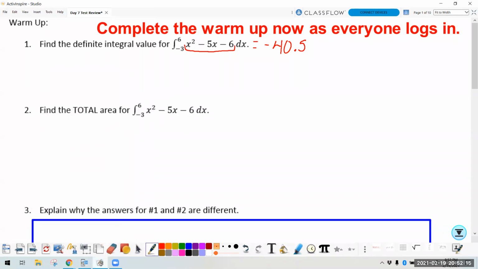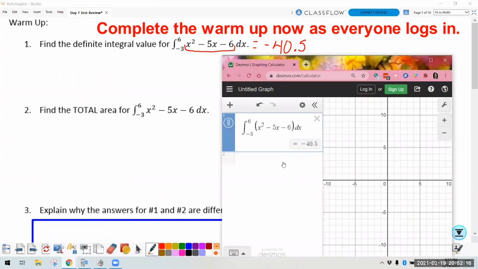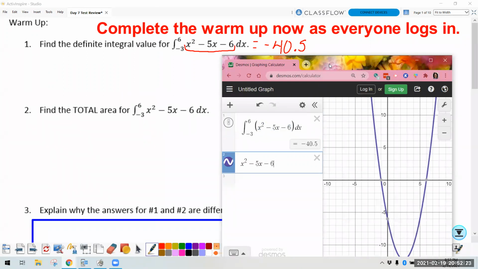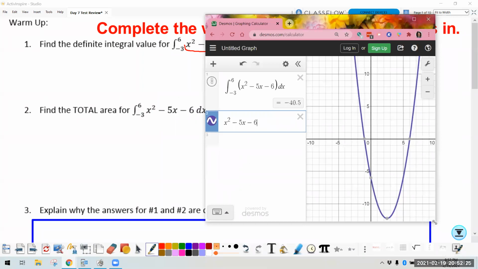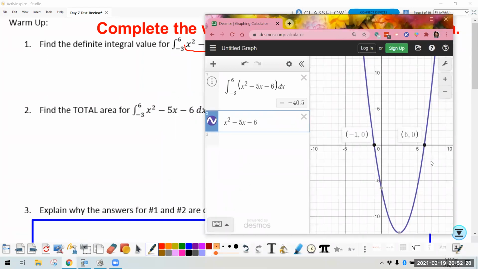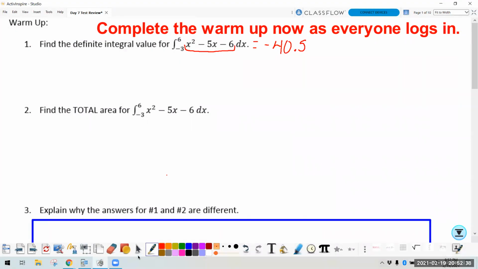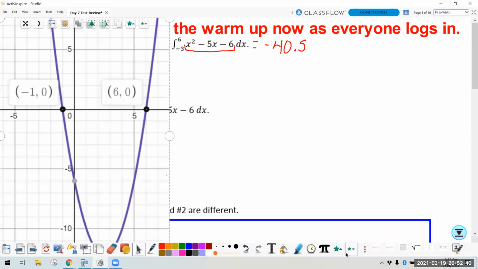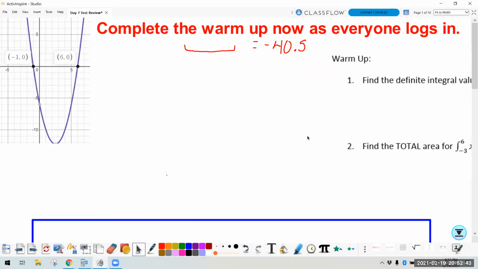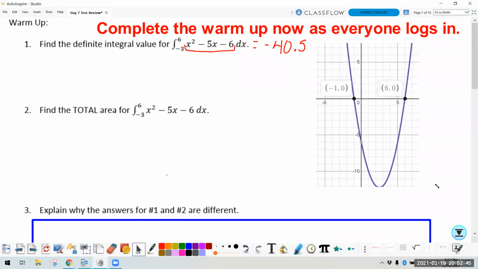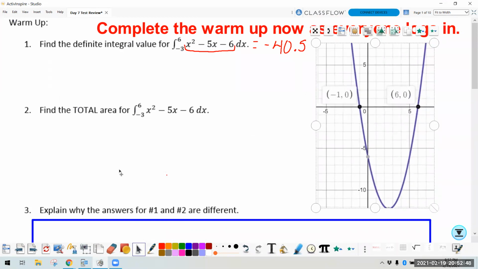So for number 2, with total area, I need to find out where this graph intersects the x-axis. So in Desmos, I can click, and I see that's at negative 1 and 6. So what that means is, since I want total area, any part below the x-axis, I need positive.